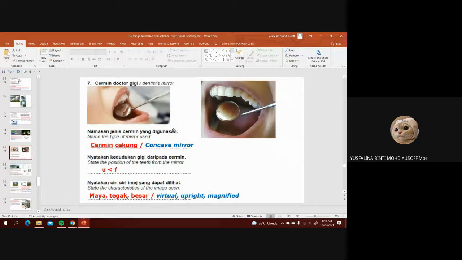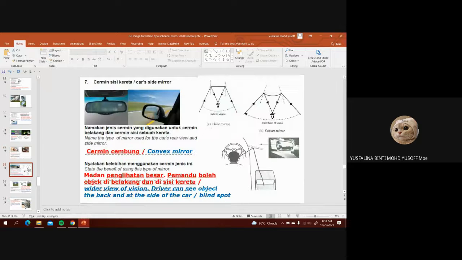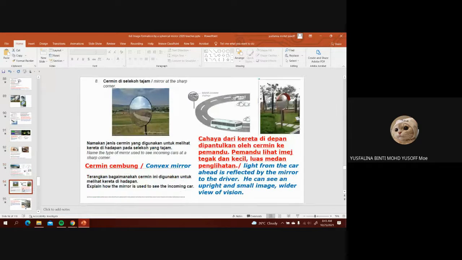Just now was the dentist mirror. The type of mirror used is a concave mirror, and u is smaller than f, because when u is smaller than f, the image formed is virtual, upright, and magnified. So you can see it clearly because the image is bigger. Now for the car side mirror, we use a convex mirror because the field of vision is wider. And this one is the mirror at the sharp corner. This also uses a convex mirror because it has a wider field of vision.